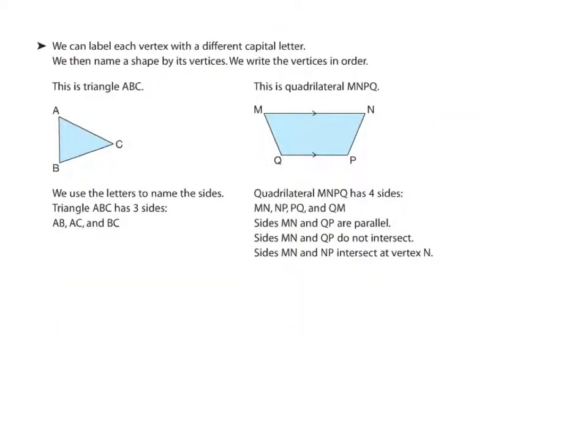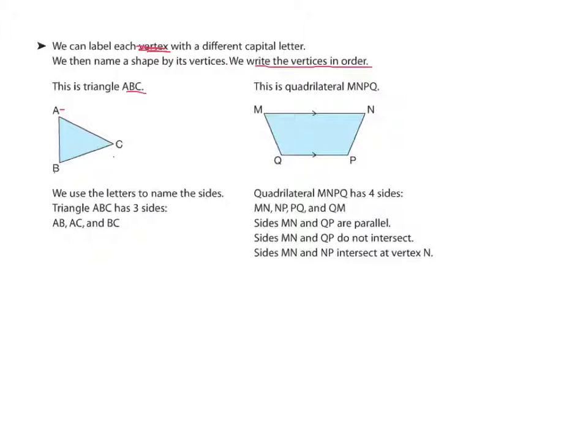Let's touch a little bit on how shapes are named. Often when we talk about a shape and we name it, we label each vertex, and remember a vertex is a corner, with a different capital letter. This way we can name that shape. And often they write the vertices or the corners in order. So this would be triangle ABC, corner A, B, C. Okay. This helps us to describe the sides.